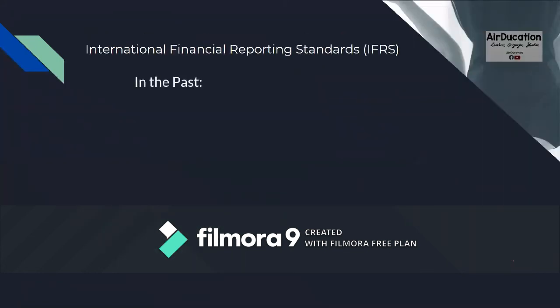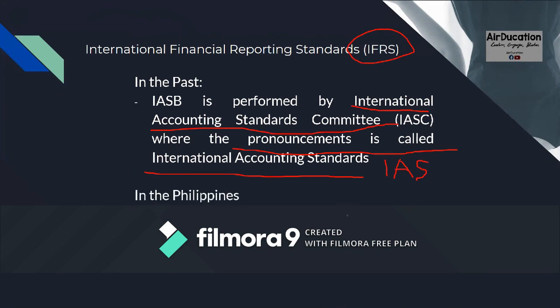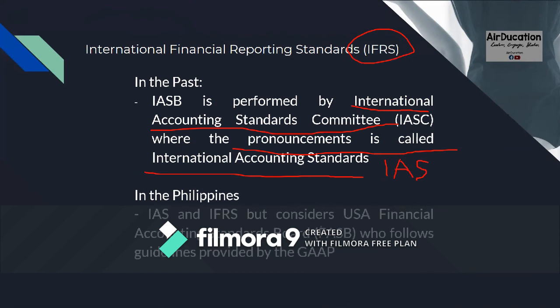Okay? So what else? In the past, the work of the International Accounting Standards Board was performed by a committee, where the pronouncements were called the International Accounting Standards. So before IFRS, we have the so-called IAS, or the International Accounting Standards. And in the Philippines, we follow IAS and IFRS, but we consider the pronouncements of the USA Financial Accounting Standards Board, or the FASB, which follows the guidelines provided as well by the GAAP.